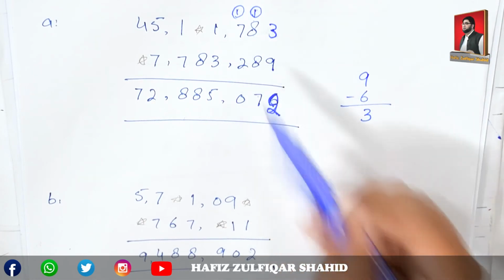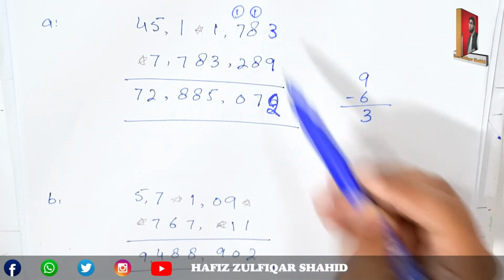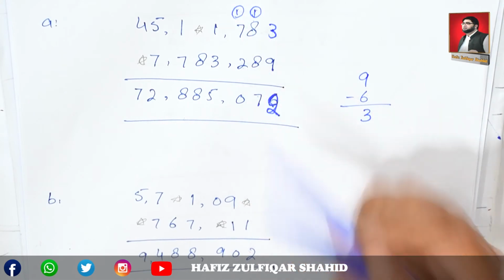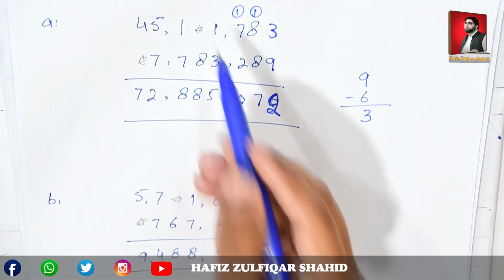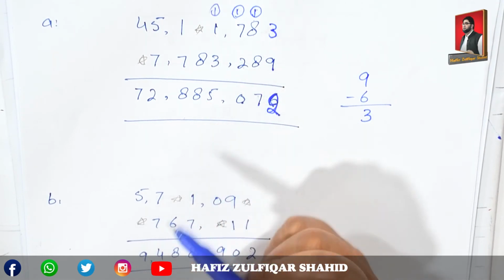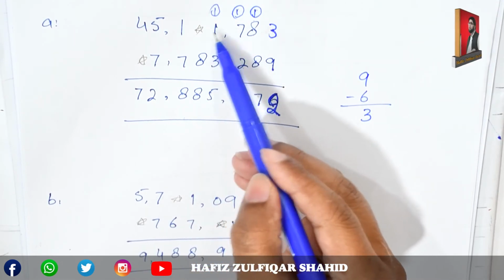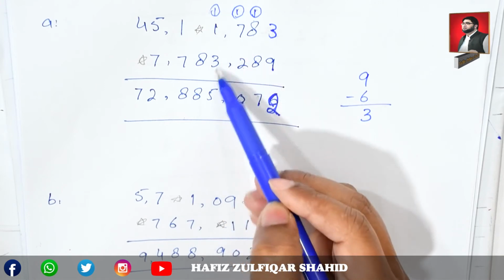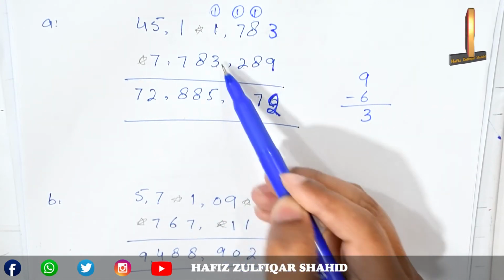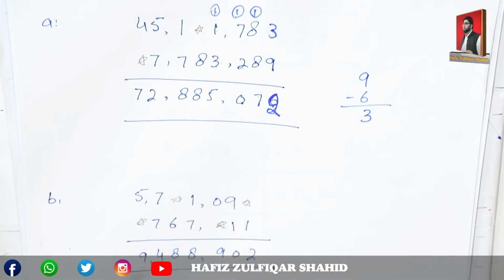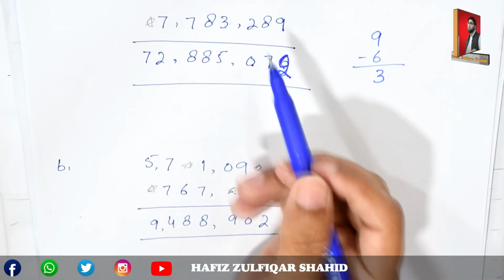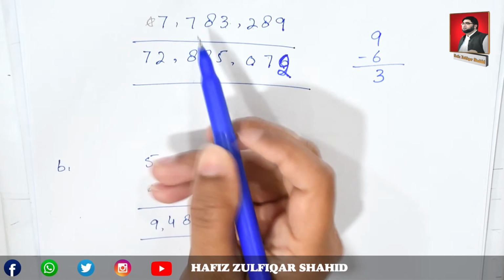Now add all these 3 digits and you can see we get 10 as answer. 0 has already written, 1 carried. Now 1 and 3, 4, add the carry digit, 5. You can see our question is going correct.